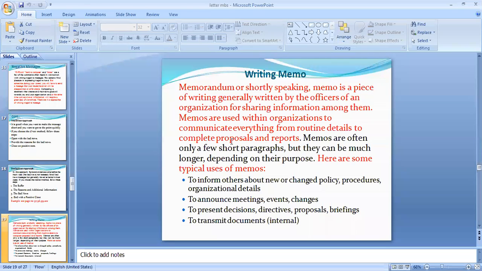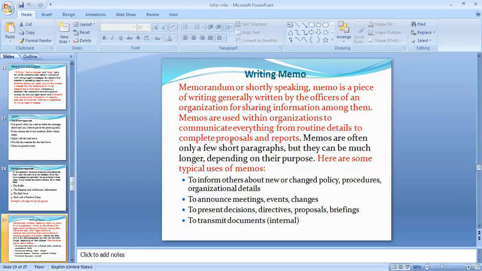But nowadays it is replaced, so it is not necessary to write memos everywhere, but in the course it is given so we have to go through memo. In the examination also some cases may come from the memo. Memos are often only a few short paragraphs, but they can be much longer depending on their purpose. Memo writing style is very much related to letter writing. In a letter we address the individual, but in a memo we address the group. That is the difference. Other message writing style is the same as the letter.